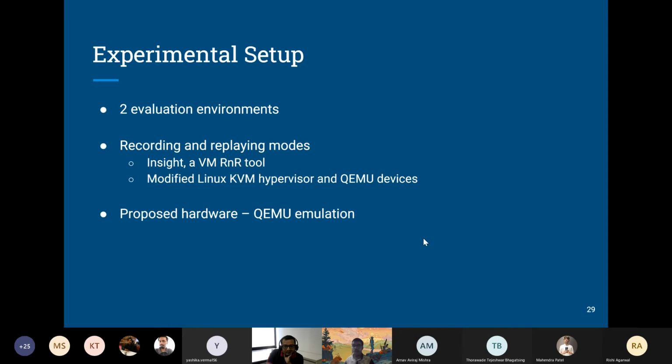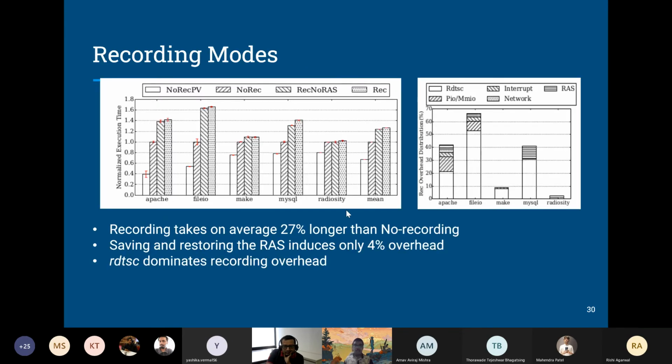Yeah, okay. So for the hardware changes, they use QEMU emulation. These are some experiments on how much overhead recording takes and what the different reasons for overheads are. What is observed is that recording, of course, has a substantial 27% overhead. However, it's mostly dominated by RDTSC timers. Recording them takes most of the time, and saving and restoring RAS inside the hypervisor does not take a lot of time.